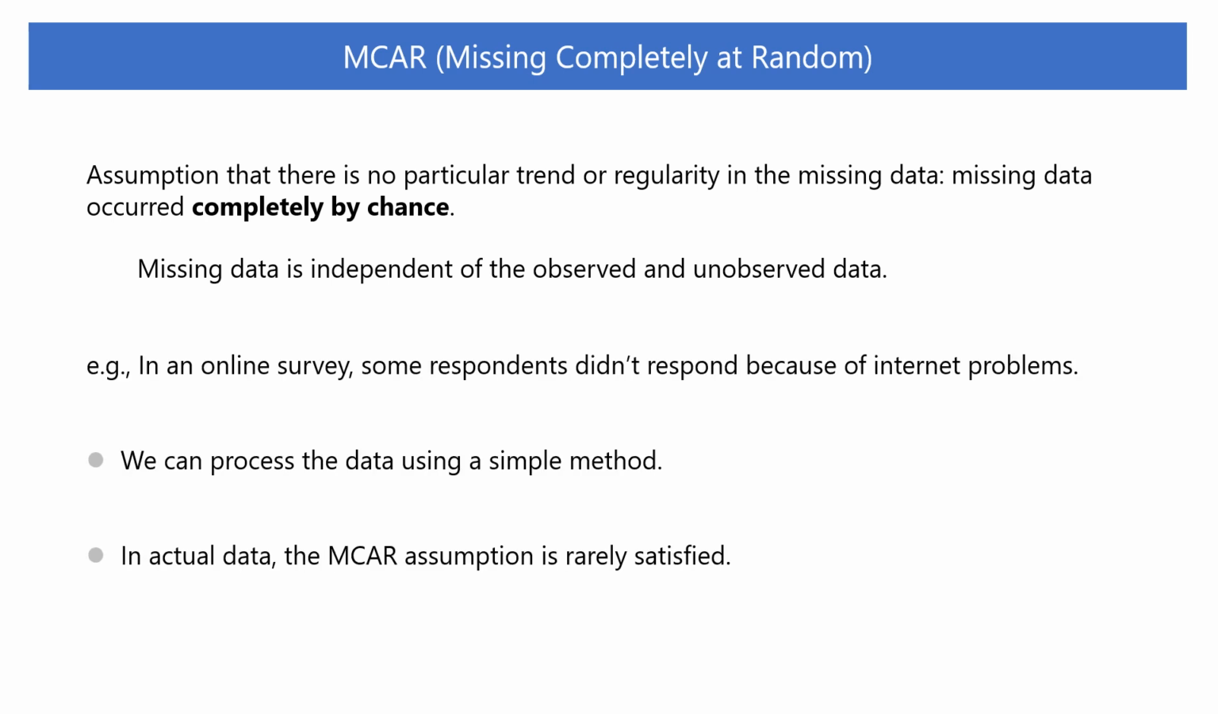An example of MCAR is a case where, in an online survey, some respondents have internet problems and so do not respond. In such a case, missing data occurs due to chance, regardless of the characteristics of the respondents or their response tendencies. If this assumption holds, there is no bias caused by the missing data when processing the missing data. In other words, it can be assumed that there is no difference in any trend between the data that is missing and the data that is not missing.